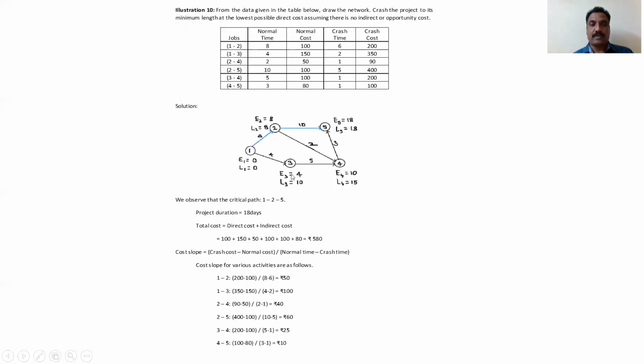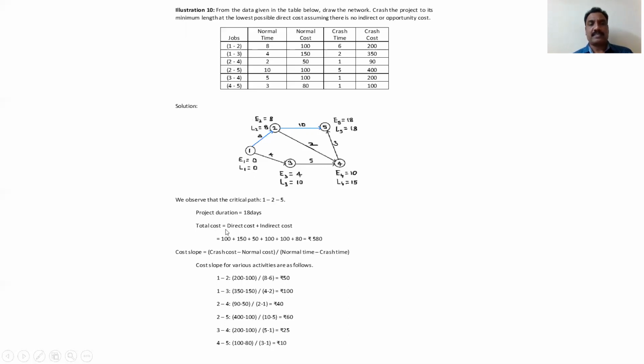Okay, we found. Now wherever E and L values are the same, that is called the critical path, we know. These are the critical activities 1, 2 and 5. 1 to 2, 2 to 5 is the critical path. First, after drawing this, you write the critical path: 1 to 5. The project's duration is nothing but the total time taken, that is 18 days.